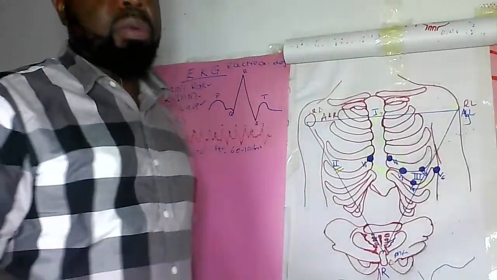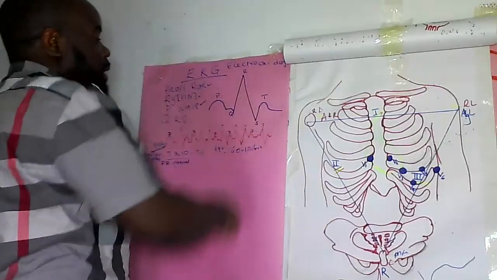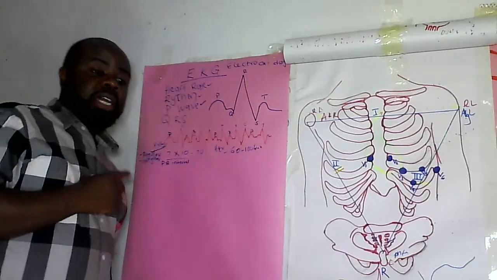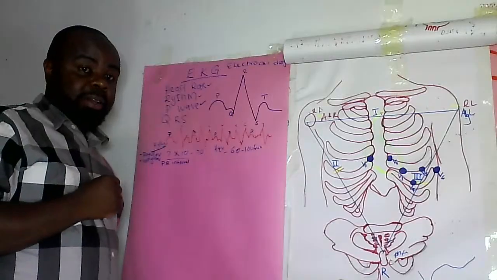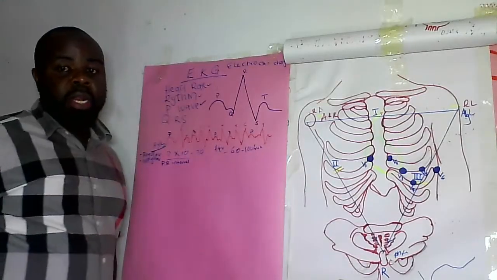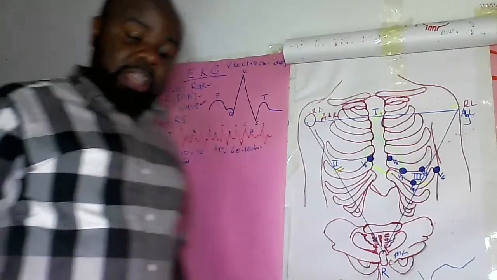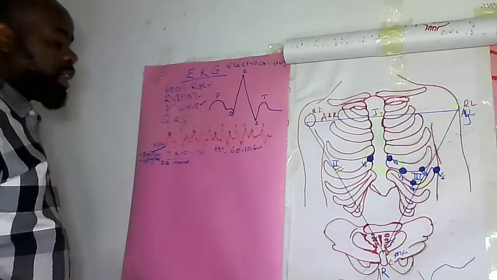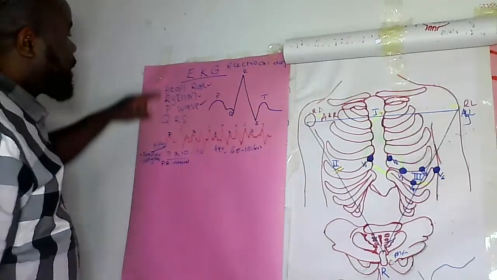So the QRS complex means the atrial depolarization, and it means the atria are contracting. No, let's continue. This one gives us another topic. Those are the basics when you want to diagnose.